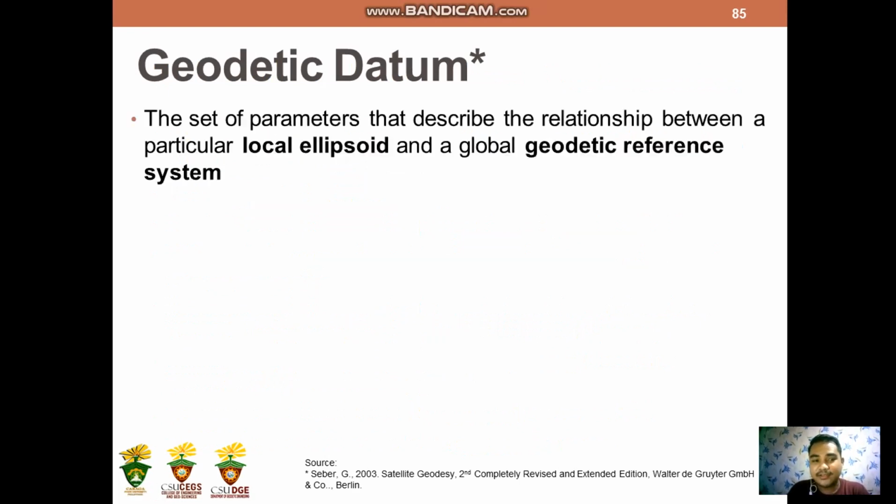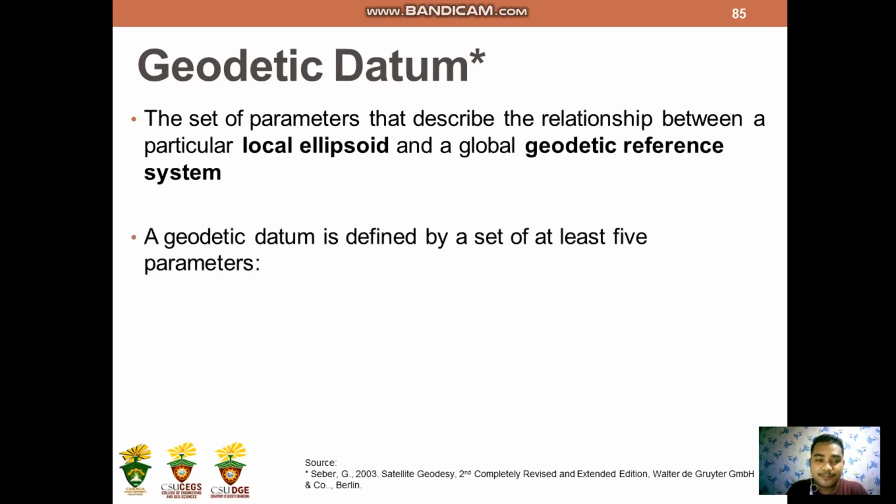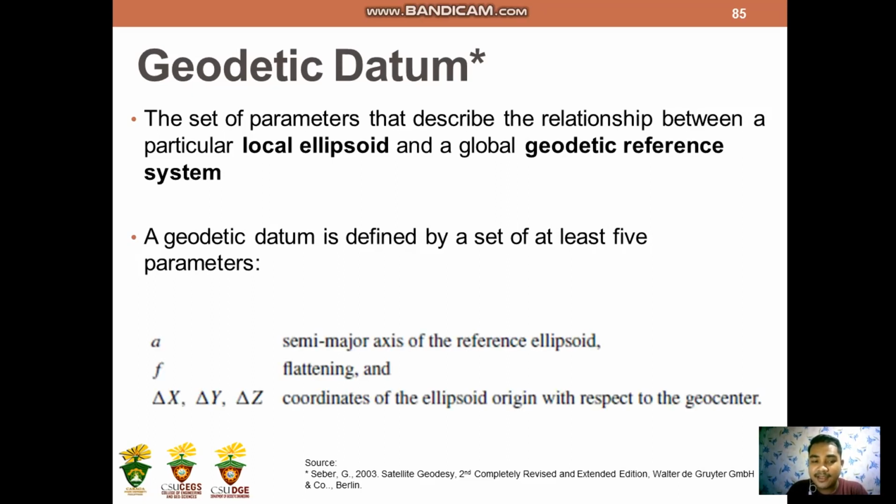So geodetic datum is a set of parameters that describe the relationship between a particular local ellipsoid and a local geodetic reference system. A geodetic datum is defined by a set of at least 5 parameters, namely the semi-major axis of the reference ellipsoid, the flattening, and the x, y, and z coordinates of the ellipsoid's origin with respect to the geocenter. So, why do we need x, y, and z?